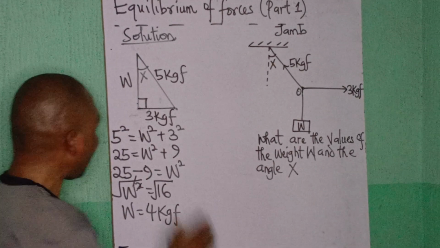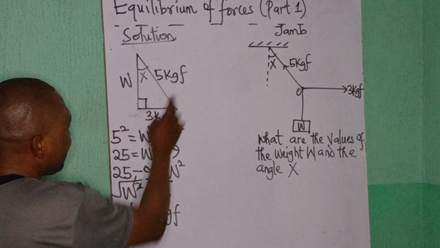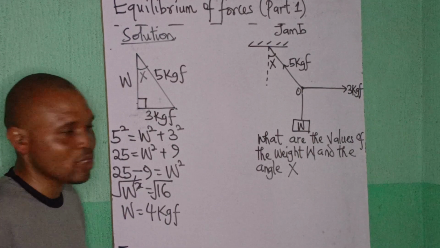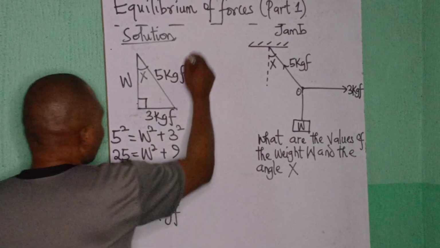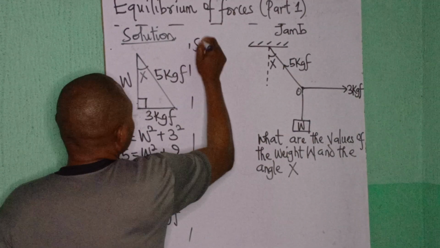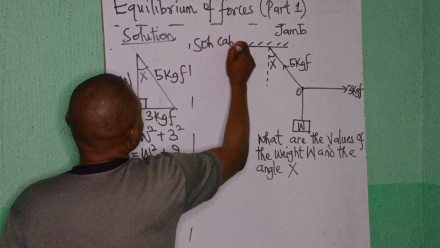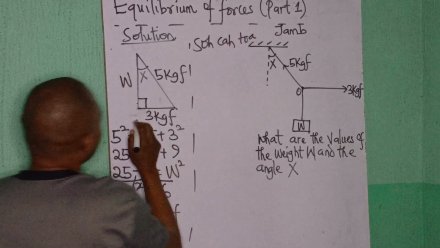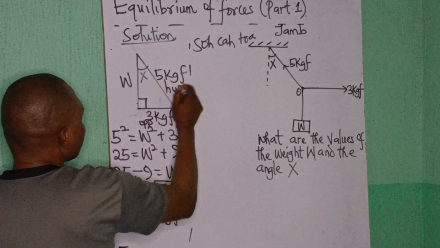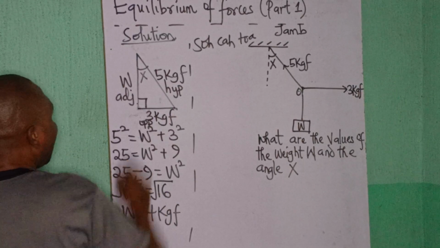Now, let us try and get the angle. We have 3 sides now. Here is 5, here is 3, and here is 4. So I can use any 2 sides to get my angle. Applying SOHCAHTOA here: here is my opposite, here is my hypotenuse, and here is my adjacent.